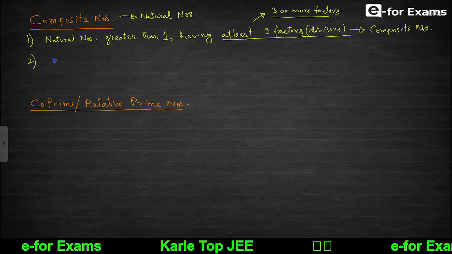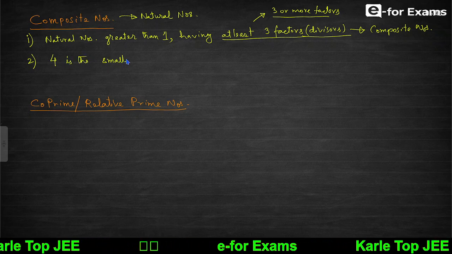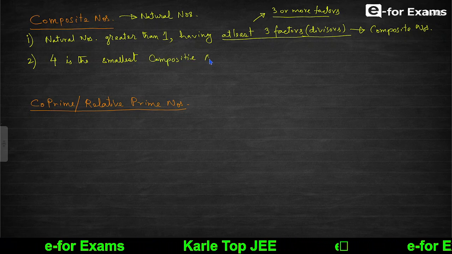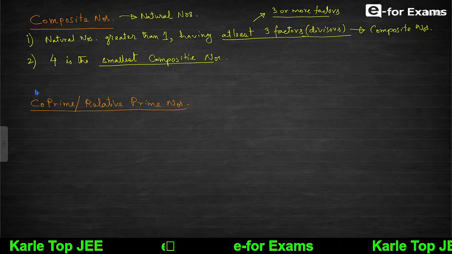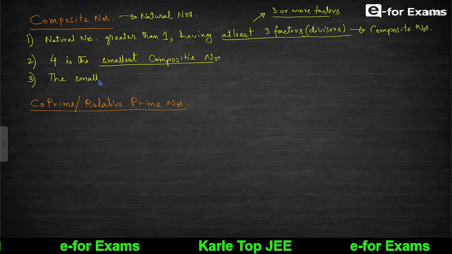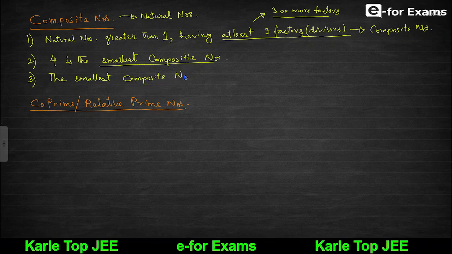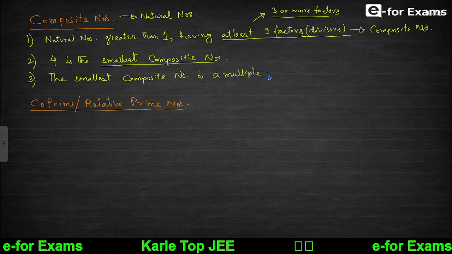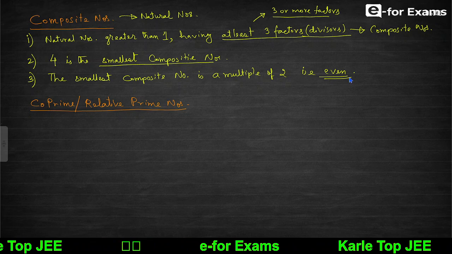Point number 2. So 4 is the smallest composite number. Remember this, 4 is the smallest composite number. And point number 3, the smallest composite number is a multiple of 2, that is even. Remember this.